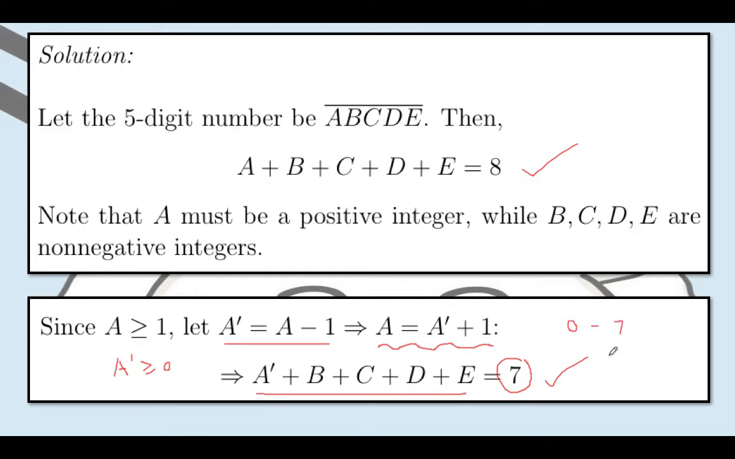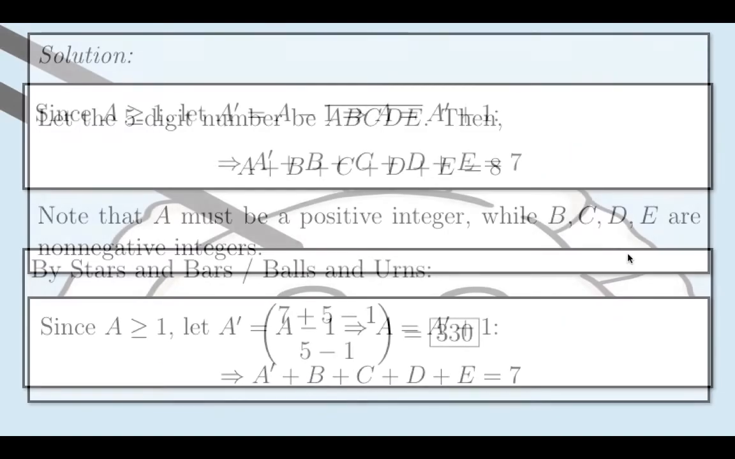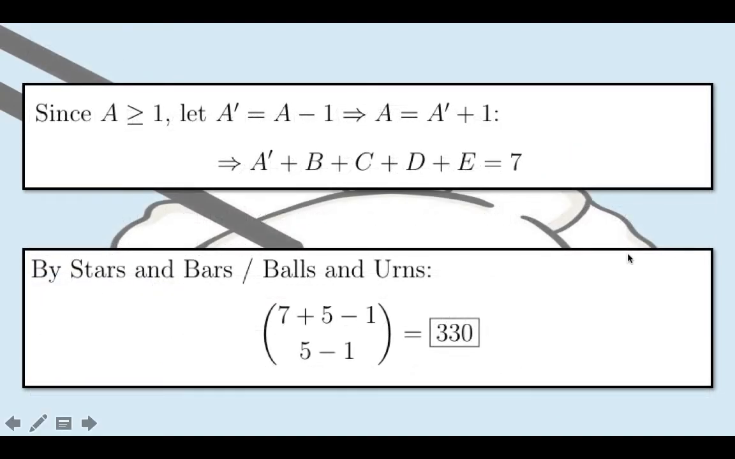Now, since we have satisfied the condition that we have a sum of non-negative integers equaling some integer on the right-hand side, we can finally use stars and bars or balls and urns to help us with this item. Since we know that the digits are only from 0 to 7, and there are no other restrictions on the five variables, we can finally solve this item via stars and bars or balls and urns.